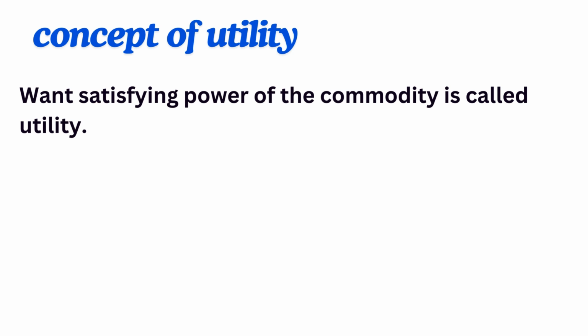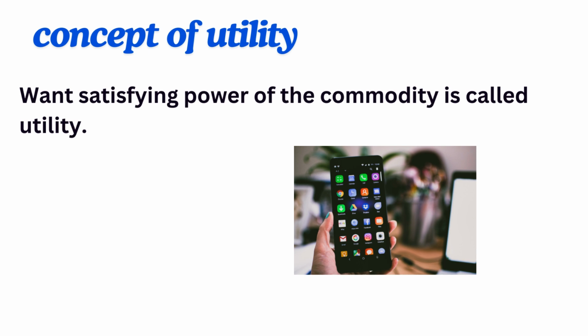Well, let's understand it better with the help of a relevant example, that is mobile phones. Mobile phones help you to connect with others through WhatsApp, Instagram, play games, and to study like you are doing right now. So it is the quality of the phone with which it helps to satisfy our wants. So utility is the want-satisfying power of a good.